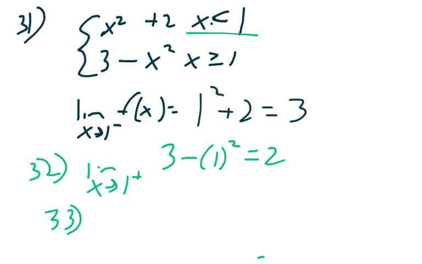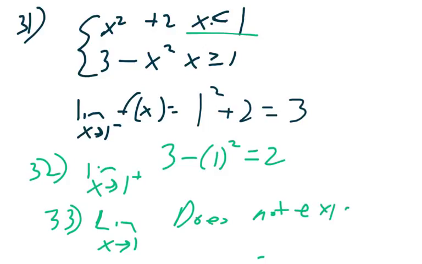And then for 33, since the answers for 30, 31, and 32 were all not the same, the answer is the limit as x approaches 1 does not exist.